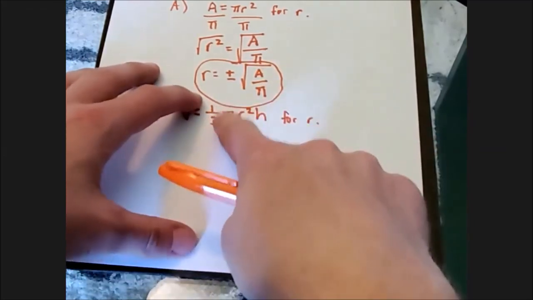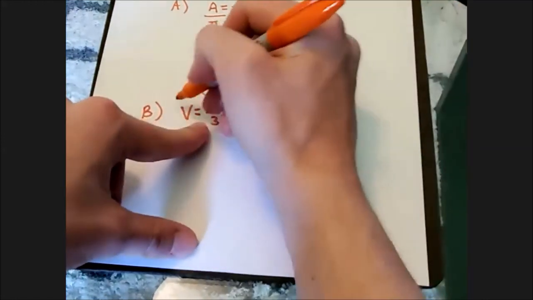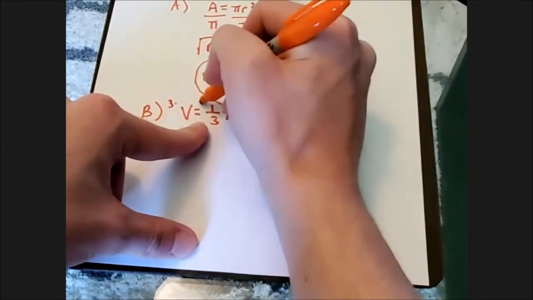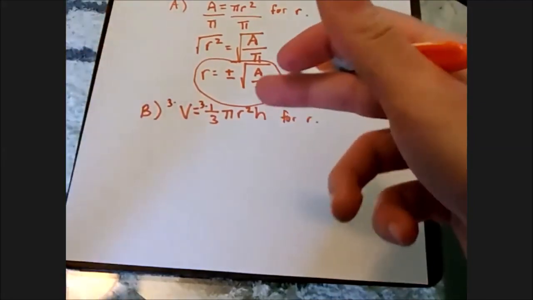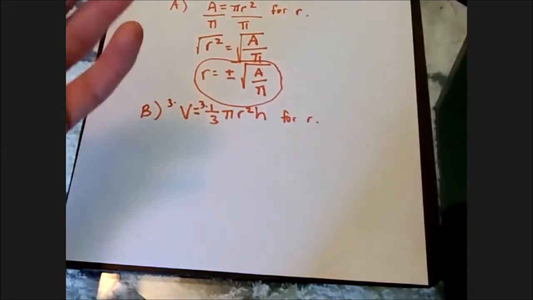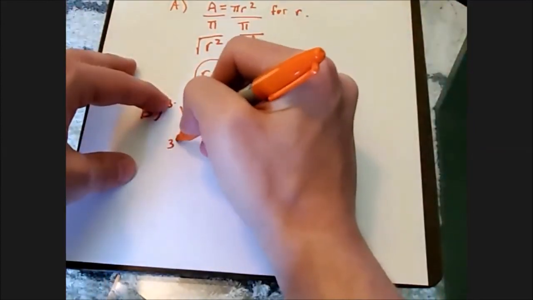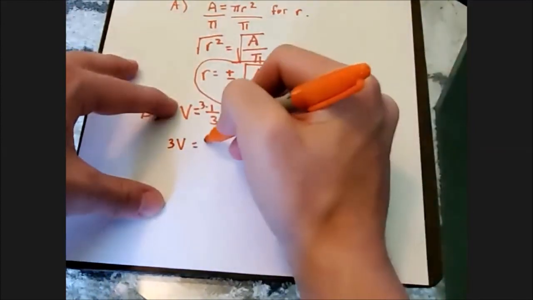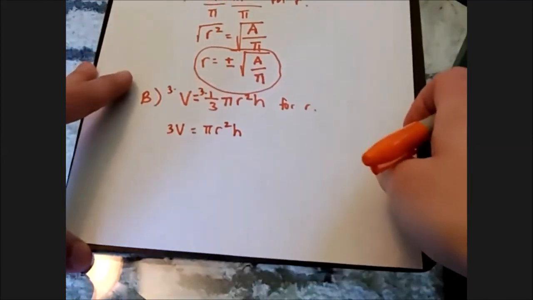So here's our second stab at this. To move the 1/3 to the other side, instead of dividing by a third, we're going to multiply both sides by the reciprocal. I'm going to multiply both sides by 3 in order to move the fraction. So we don't divide by fractions, we multiply by a reciprocal. So make sure you're aware of that. So that turns into 3 volume equals pi r squared h. That's your first step of getting r by itself.